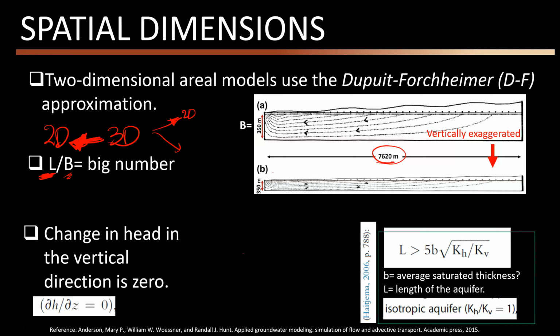But there is some research where people derived some threshold values to say, for example, in which condition and for what type of problems Dupuit assumptions or 2D models are a reasonable solution for our problems.